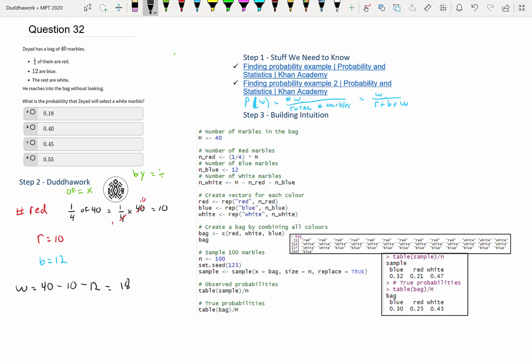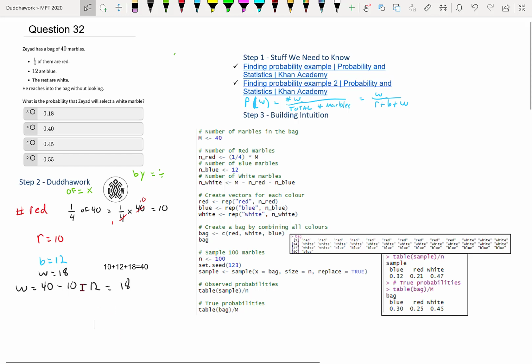I think. Let's see. 12. So let's do W is equal to 18. And then let's just see if our math checks out. If we have 10 plus 12 plus 18, that gives us 40. Okay, so that's good. We checked our math, and I'll just put the whites here to give myself a little bit more room. And then we have 18 whites.